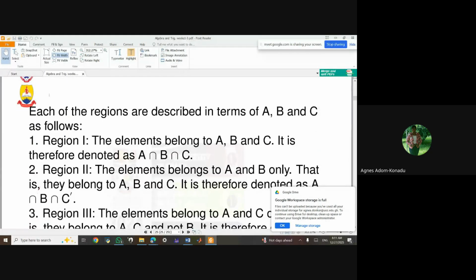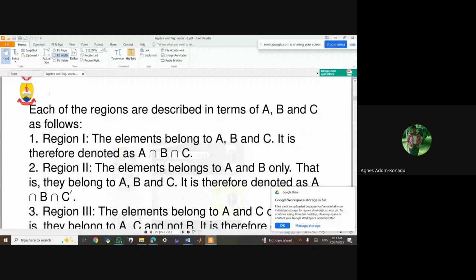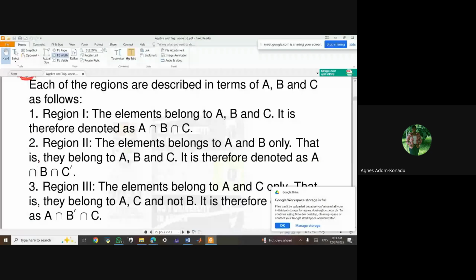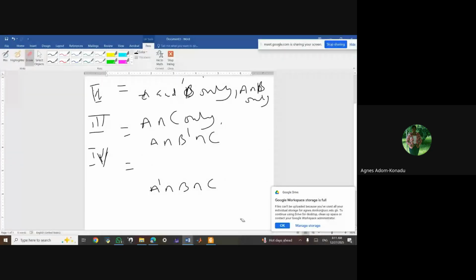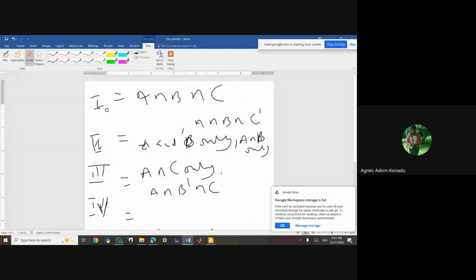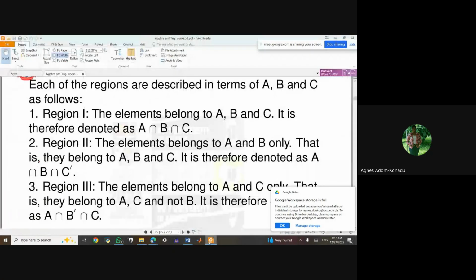Okay, it says that each of the regions is described in terms of A, B, and C as follows. So region 1, the element belongs to A, B, and C. It is therefore denoted by A intersection B intersection C. So what you said is correct. So the first region, you said it is A intersection B intersection C. Then let's look at the second one.